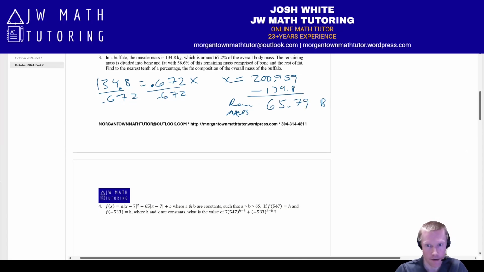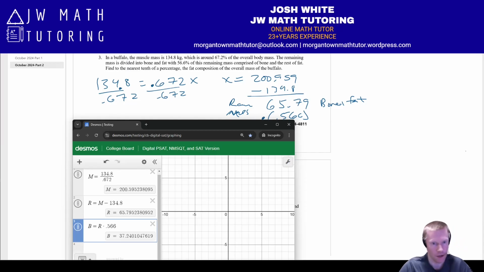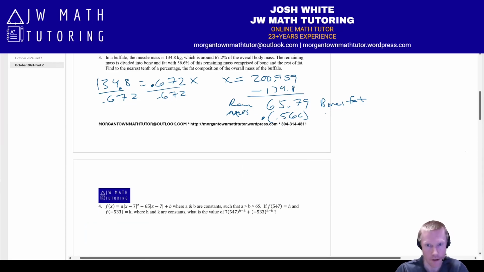All right, so this is bone and fat, the total mass of both. Now we need to find 56.6% of this to find the total mass of the bone. So we're going to multiply this by 0.566. That's going to give us the bone mass. So I'm going to define that as B. So I'm going to take R times 0.566. Okay, so bone mass is approximately 37.24. That is the bone mass.